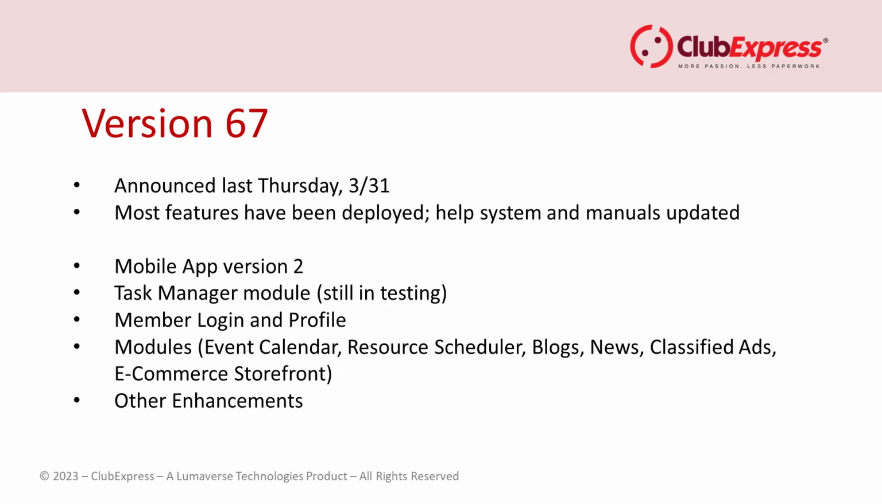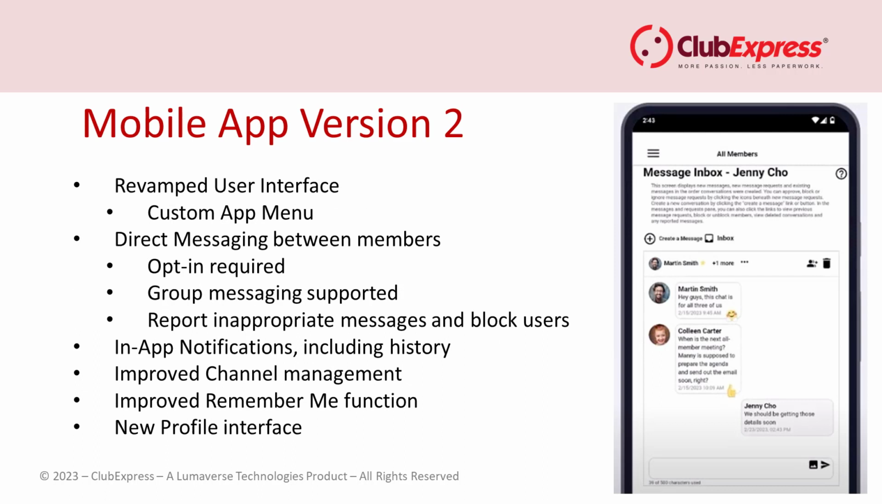We're going to talk about the mobile app version 2, which is a major upgrade with some really powerful new features, a number of changes in modules, and various other enhancements. So mobile app version 2 has a completely revamped user interface. There's a custom app menu, the Your Info menu. Probably the major feature is direct messaging between members and groups of members. We also have in-app notifications, improved management for channels, the Remember Me function, and the profile interface.